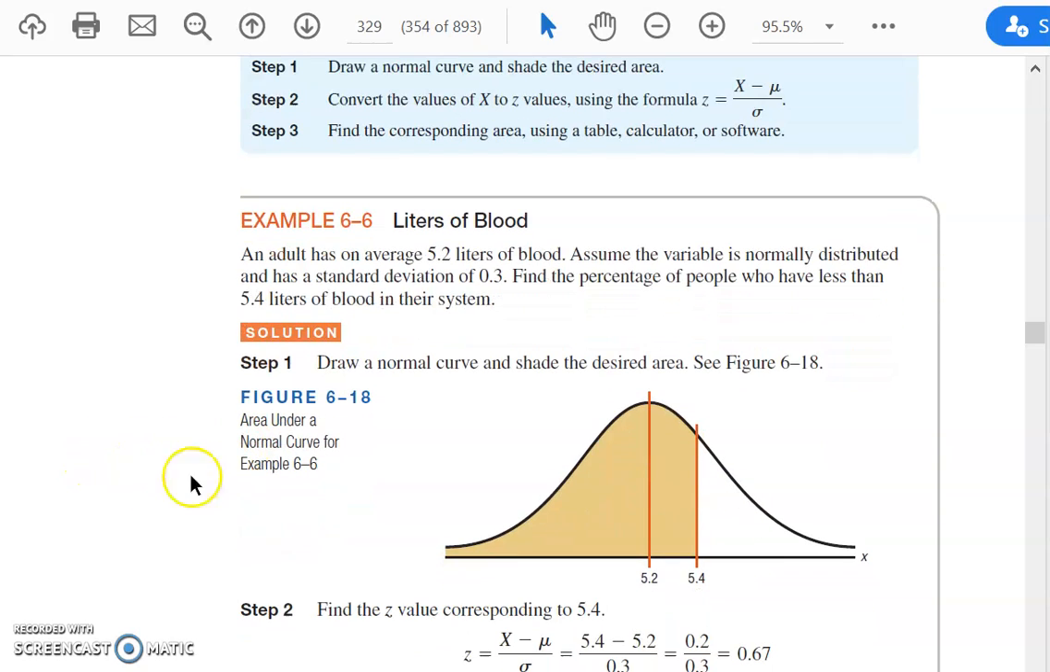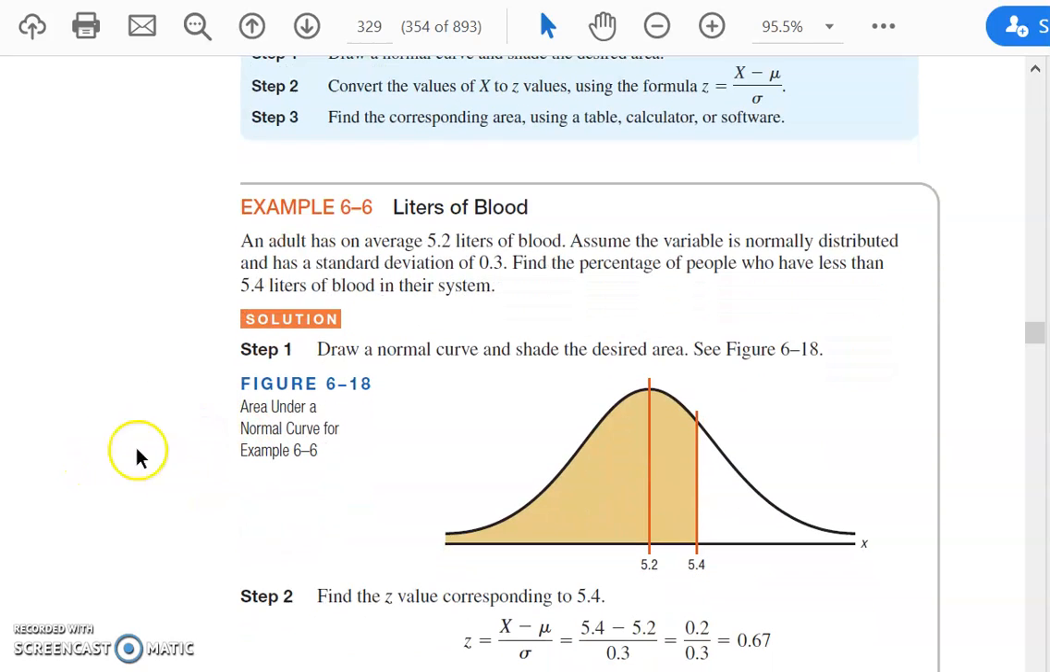Okay, so now we're going to talk about an example here, liters of blood. So this will be good for all of us nurses in here. An adult has an average of 5.2 liters of blood. There it is. The average amount of blood for an adult is 5.2. We're going to assume that the variable, liters of blood, or quantity, how much, is normally distributed, and it has a standard deviation of 0.3. Find the percentage of people who have less than 5.4 liters of blood in their system.